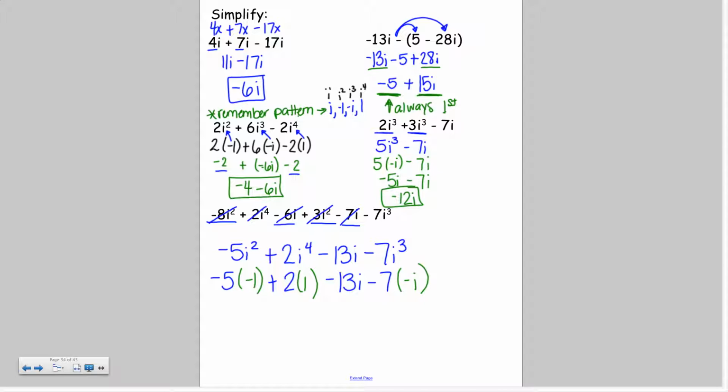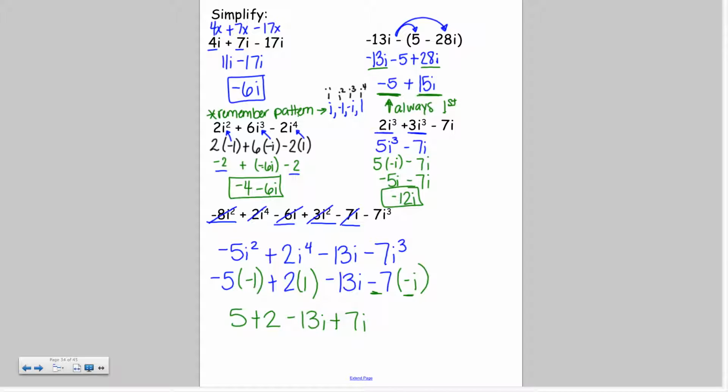Now I'm going to take and multiply these out. So, negative 5 times negative 1 is 5. 2 times 1 is 2. Then minus 13i, and then a negative 7 and a negative i gives me a positive 7i.